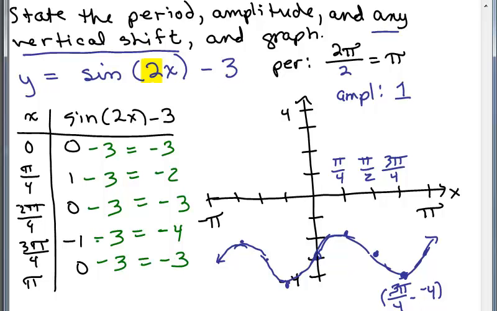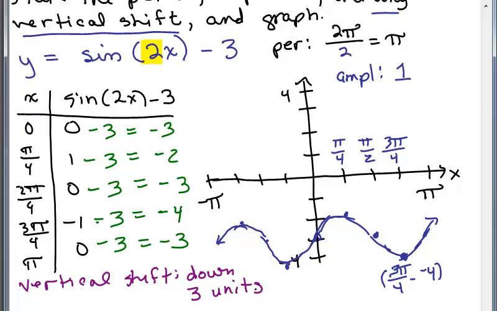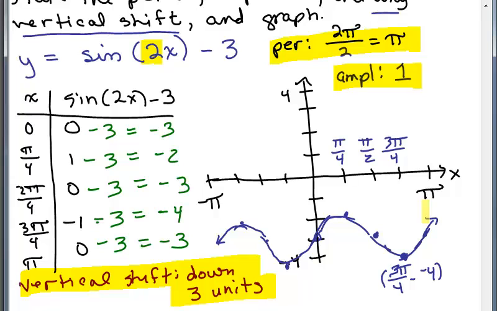So let's just write that down. The vertical shift was down 3 units. Sorry, these aren't all in the same place, just trying to get it all in one place. So we've got the period is pi, amplitude is 1, vertical shift, and here's our graph.